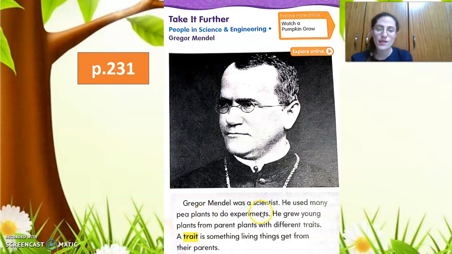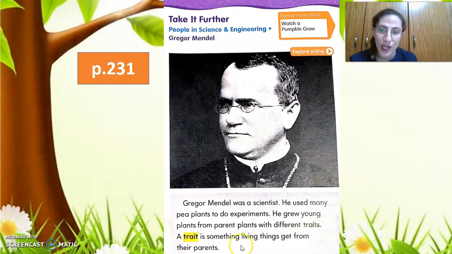Gregor Mendel was a scientist. He used many pea plants to do experiments. He grew young plants from parent plants with different traits. A trait is something living things get from their parents. So Gregor Mendel was a scientist and he used a lot of pea plants to do experiments. He was trying to check what the young plants get from their parent plants with different traits.